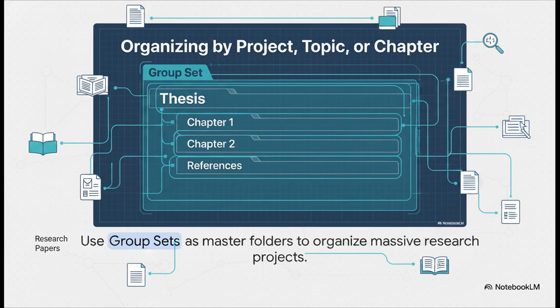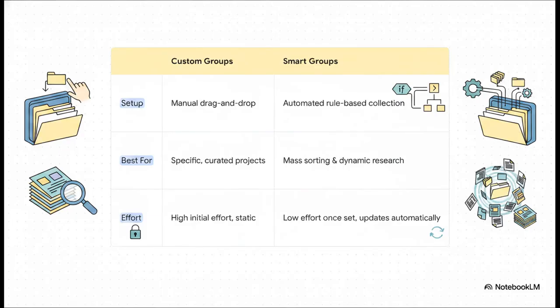You could create one big group set for your thesis, and then inside that, you have smaller groups for Chapter 1, Chapter 2, and so on. This is the big picture structure that keeps massive projects from just collapsing into a mess. So what do we put inside these filing cabinets? Well, you've basically got 2 primary tools. First are custom groups. These are your manual drag-and-drop folders. They're perfect when you want to carefully handpick references for a very specific project.